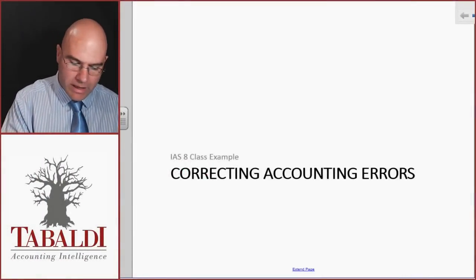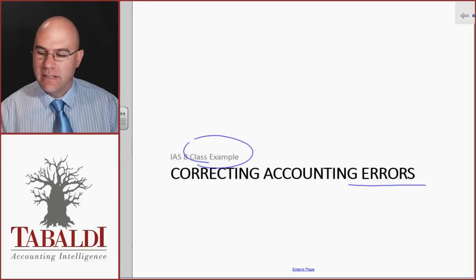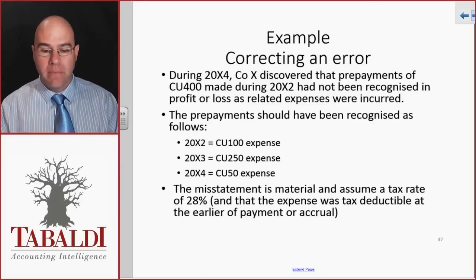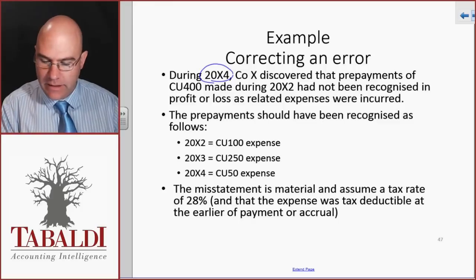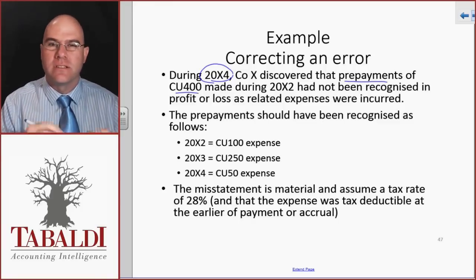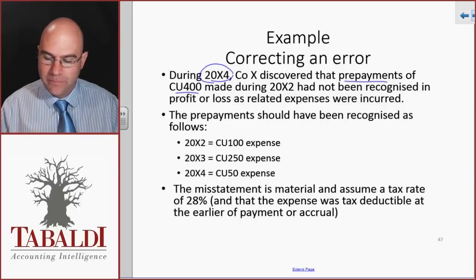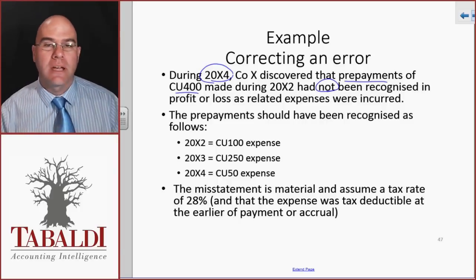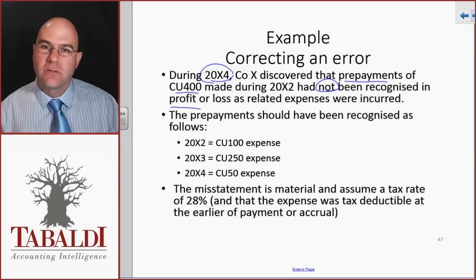Now we're going to do a class example regarding the correction of accounting errors. Let's have a look at the information quickly. During 20X4, Company X discovered that prepayments of 400 currency units, let's say rands or dollars or euros, made during 20X2 had not been recognized in profit or loss as related expenses were incurred.